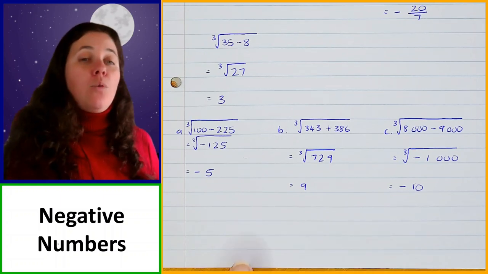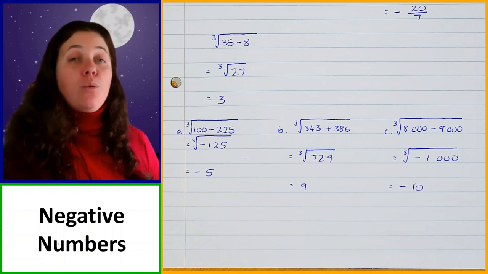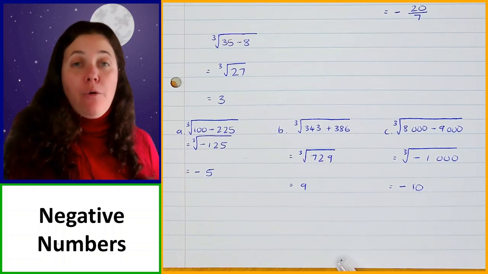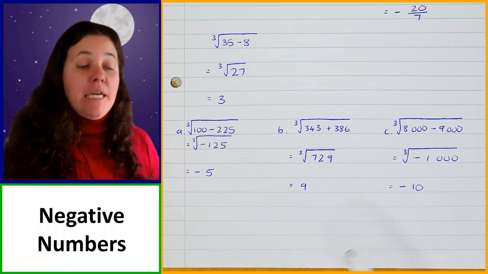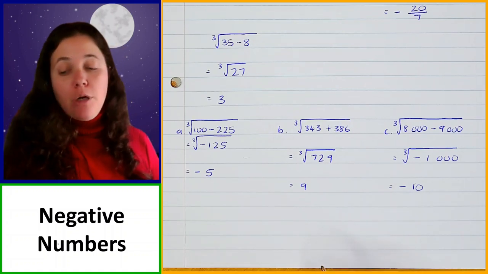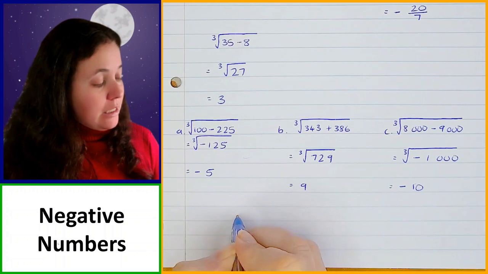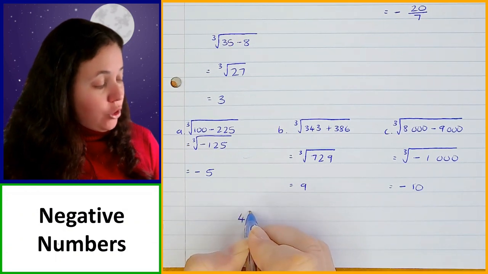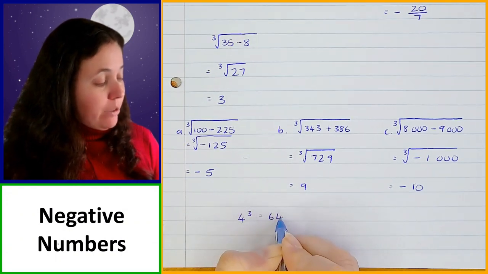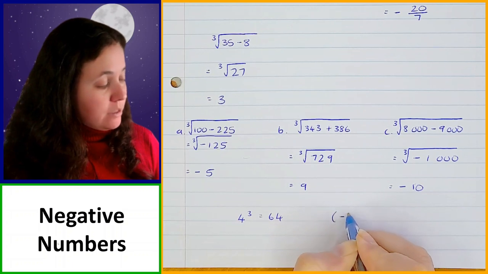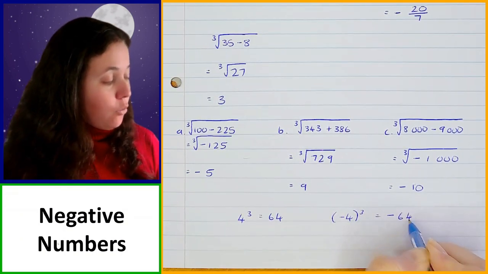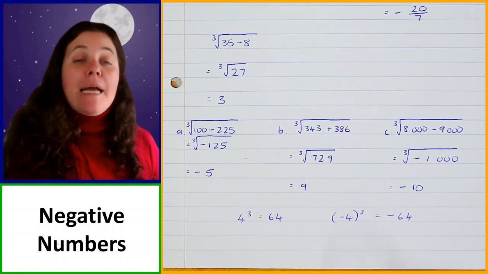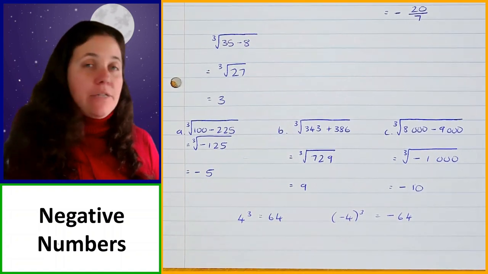But here, with cubes, we are multiplying an odd number of items together. So if I am multiplying negatives together, I'm going to get a negative answer. If I'm multiplying positives together, I will get a positive answer. So for example, if I have 4 cubed, it gives me 64. But if I have negative 4 cubed, I get negative 64. So when I'm working with cubes, I can get a negative answer.